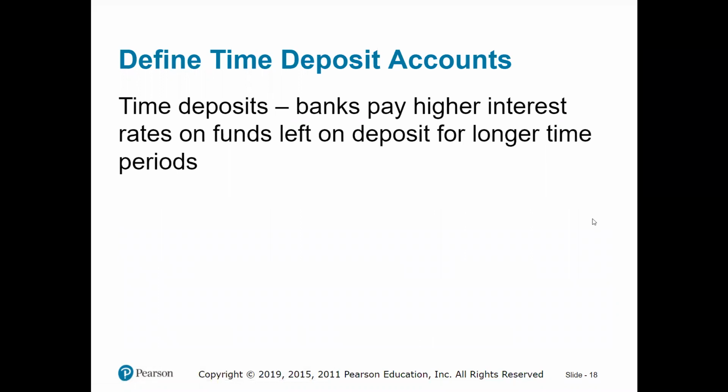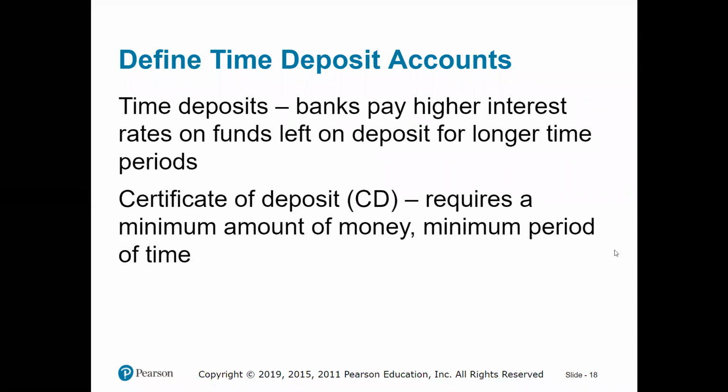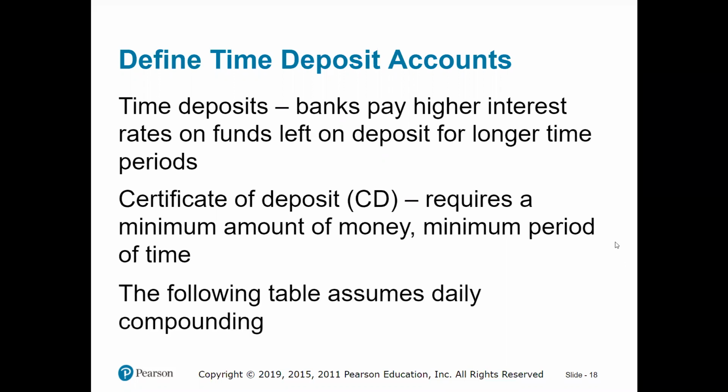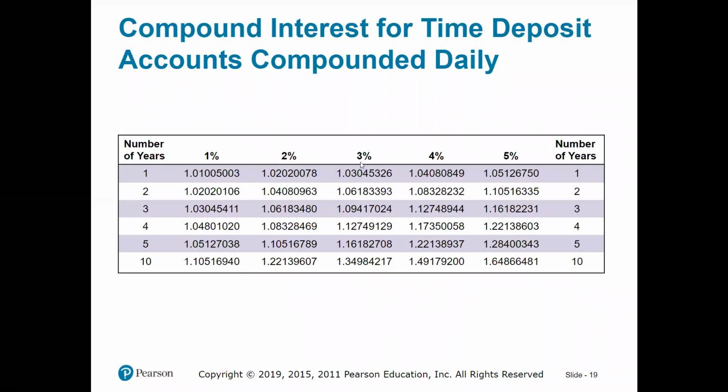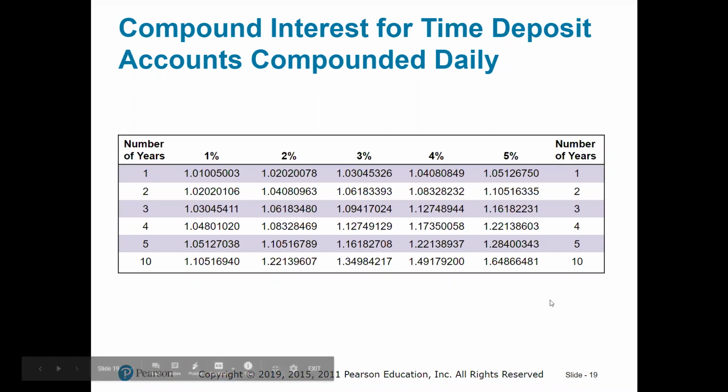Define the time deposit accounts. Time deposits are where banks pay higher interest rates on funds left on deposit for longer periods of time. That makes sense. A certificate of deposit, often called a CD, requires a minimum amount of money and a minimum period of time. The following table assumes daily compounding. Again, we have another table. You'll be able to use this for your homework.